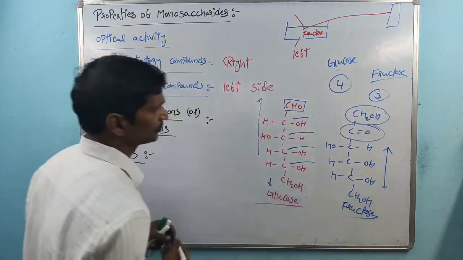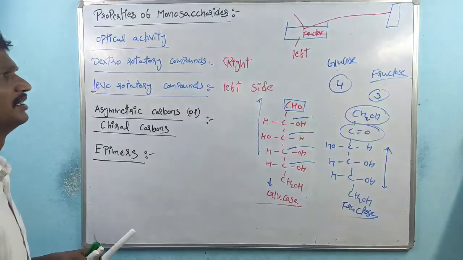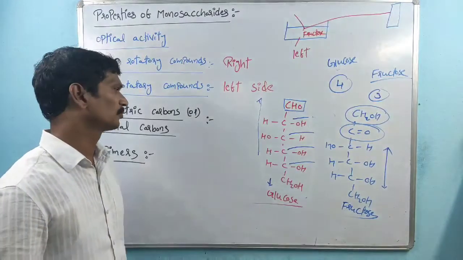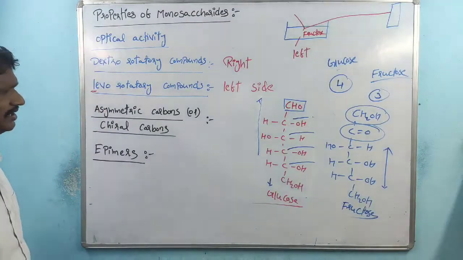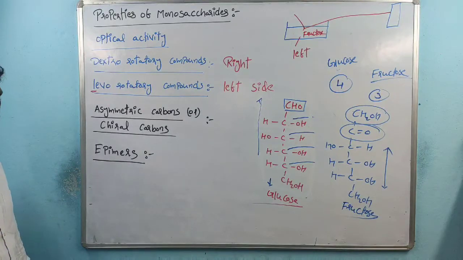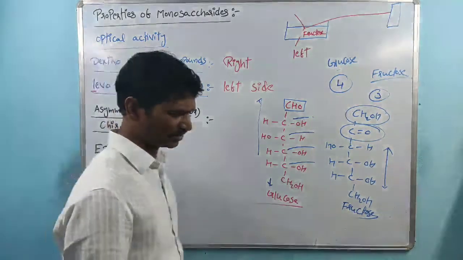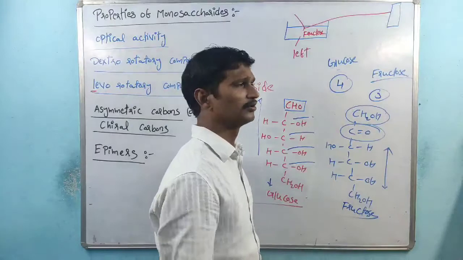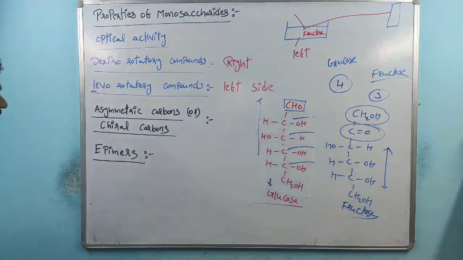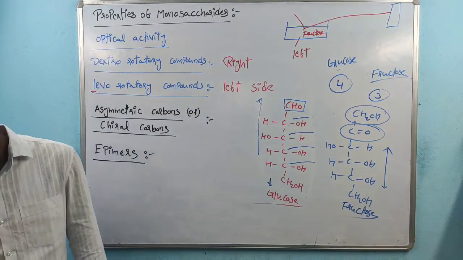So within fructose, 3 asymmetric carbons are there, and within glucose, 4 asymmetric carbons are there, right? And that is about the asymmetric carbons. Asymmetric carbons are very important, and they are also called chiral carbons. Coming to the next one, the epimers.